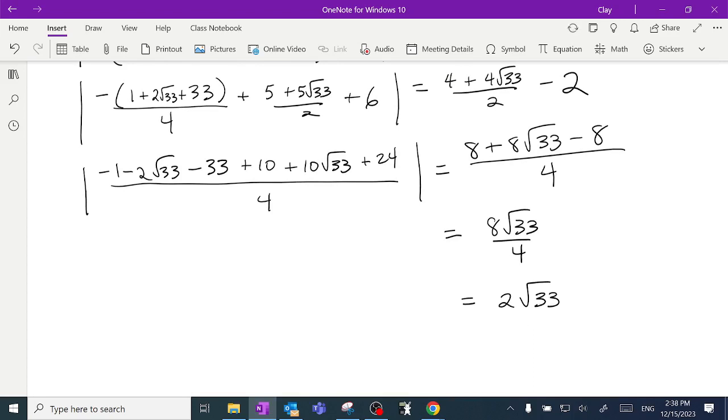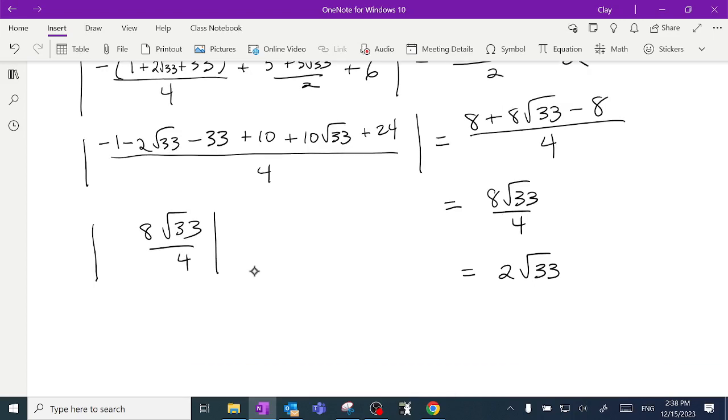Let's see if this side simplifies down to 2 root 33. Well, let's see. What have I got over here? I've got negative 1 minus 33. That's negative 34. Negative 34 plus 10 is negative 24. Negative 24 plus 24 is 0. So all the constants go away. And then I have negative 2 root 33 plus 10 root 33, which is 8 root 33 over 4, which, as you can see, is going to simplify down to 2 root 33.